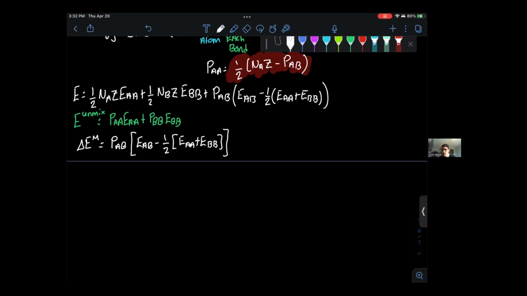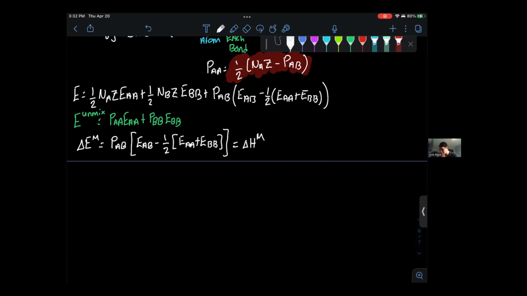What can be said about this? Well, think of our ideal solutions. If we say that our energy is just equal to our enthalpy of mixing, because that is what we are doing, we can say now that in ideal mixtures, the energy of our AB bonds is just equal to the average of the energy of our like bonds. That is exactly what an ideal scenario is saying.